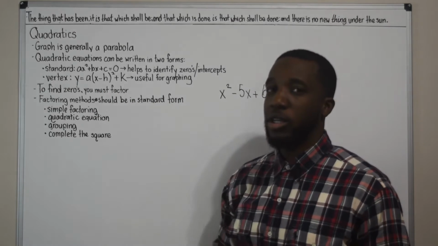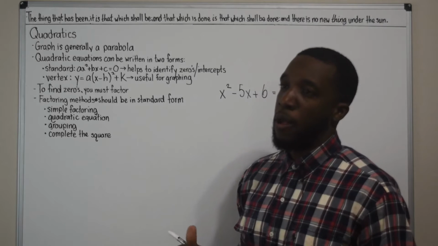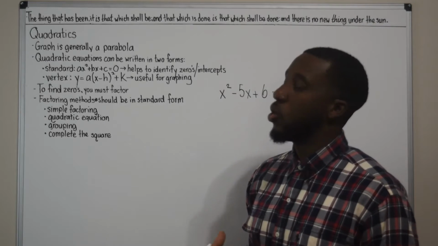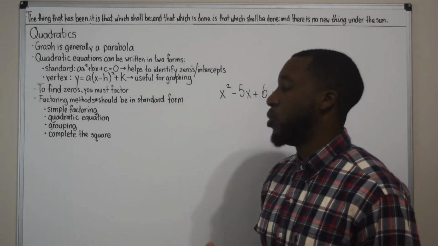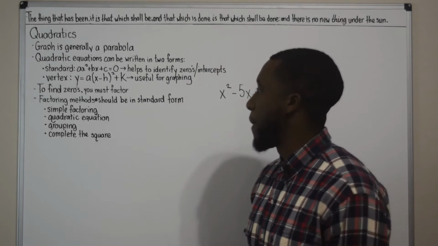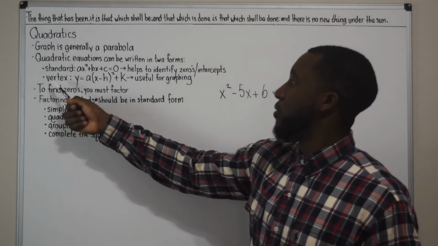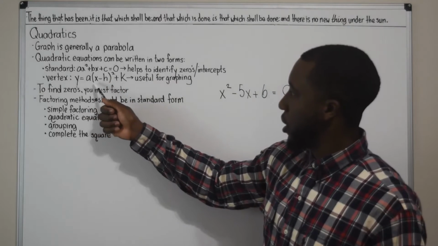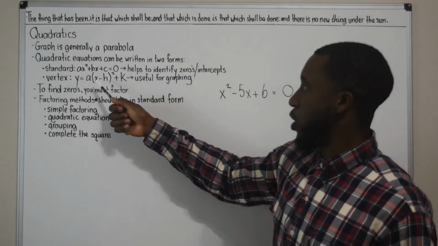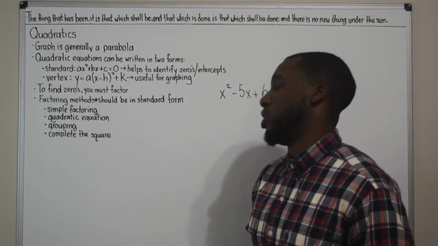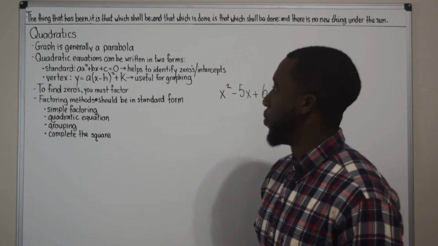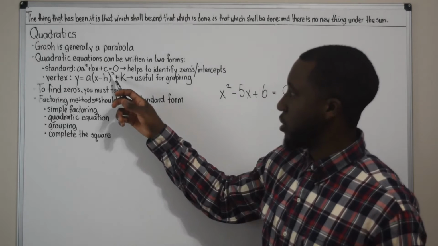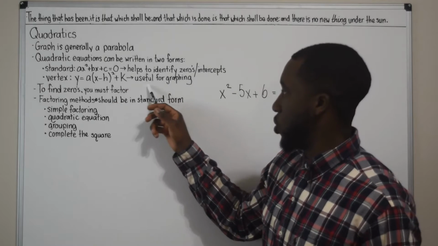Standard form helps you to identify the zeros. The zeros are the intercepts, or what makes the equation true. We're gonna see that in a second. And then we've got the vertex form of a quadratic equation. We've gone through something similar to this when we talked about absolute value, but it's a little different because you have this square term right here, and it's useful for graphing.